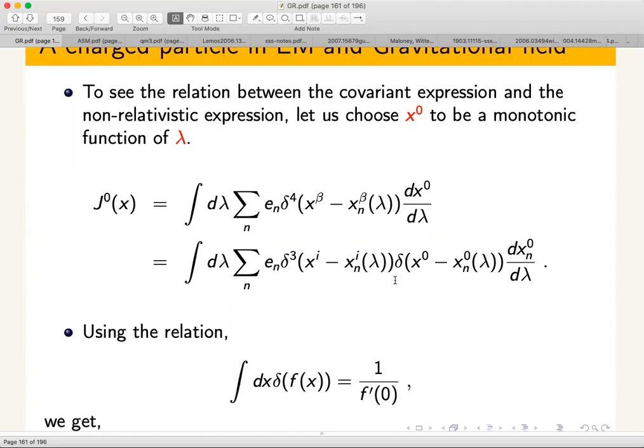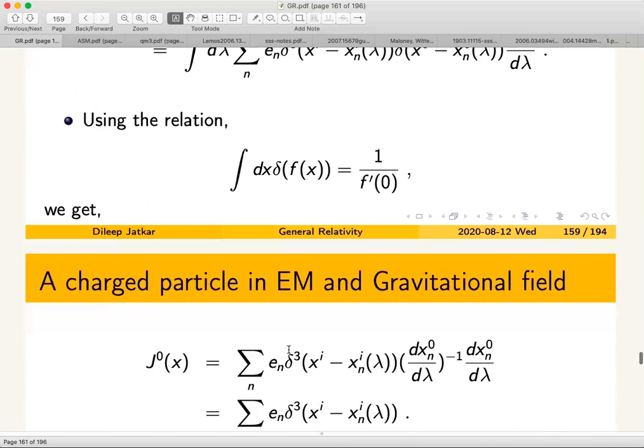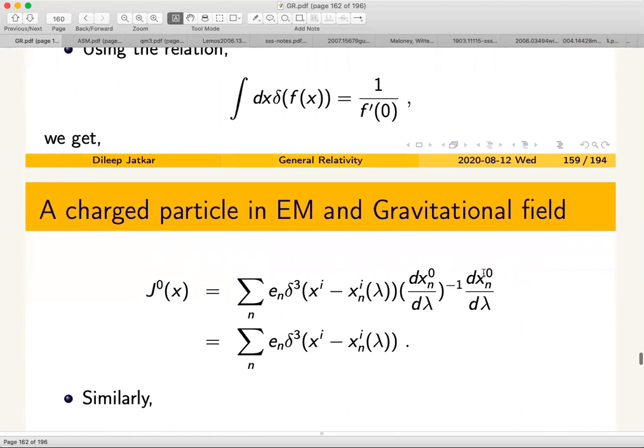Okay, so the argument of the delta function contains x naught n lambda, and that is the one which will be differentiated, because this is a quantity which is constant as far as lambda integration is concerned, and therefore this would give you d by d lambda of x naught n in the denominator. Okay, so if you substitute that, you basically get back the expression that we have written down for J0, because this quantity cancels here, and we get the charge density expression that we have written down earlier.